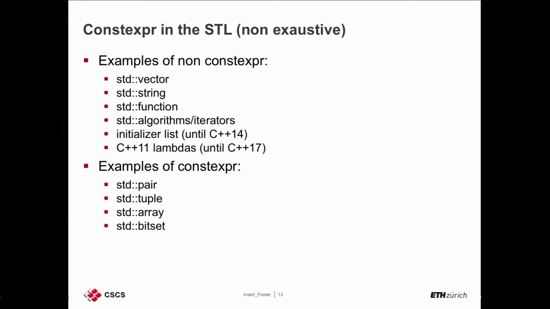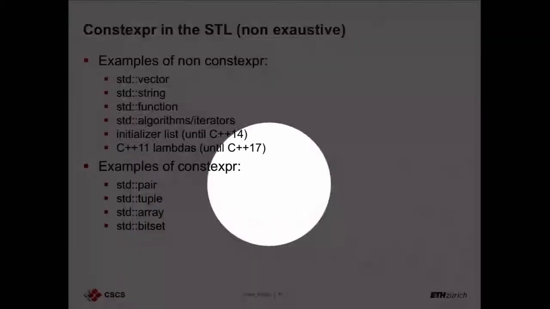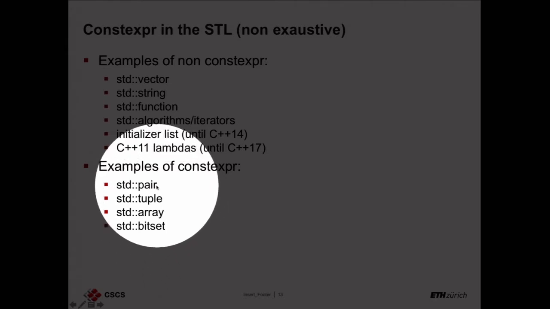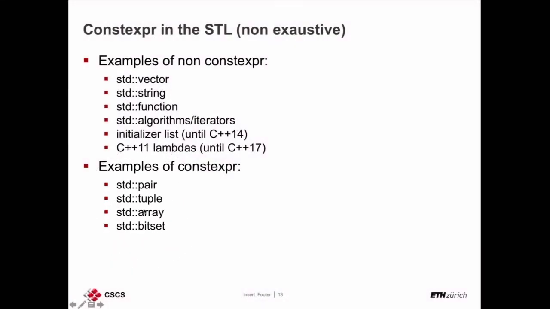The standard library, well, it's not the STL, has several functionalities that are constexpr, and some that are not. So std::pair, tuple, array, and also bitset can be constructed at compile time. We have seen already std::array. We have seen tuple. std::pair is basically a tuple of 2 elements with a very ugly interface. All the others are not. So you cannot construct std::vector at compile time, or std::string, or std::function. So there are still things you cannot construct at compile time.